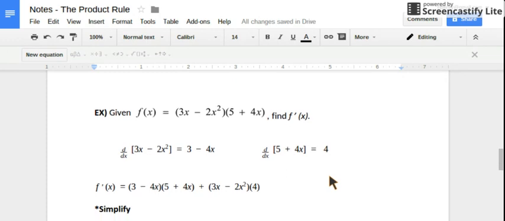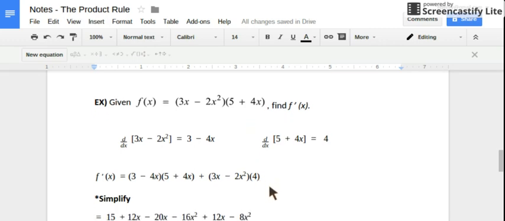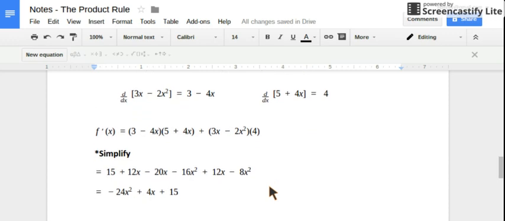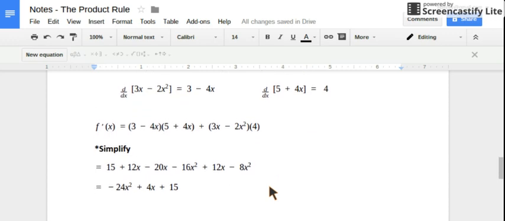Now we can put everything together into that product form. Derivative of the first function, 3 minus 4x, times the original second function, 5 plus 4x, plus the original first function, 3x minus 2x squared, times the derivative of the second function, which was 4. Distribute and simplify, combining like terms if you need to.